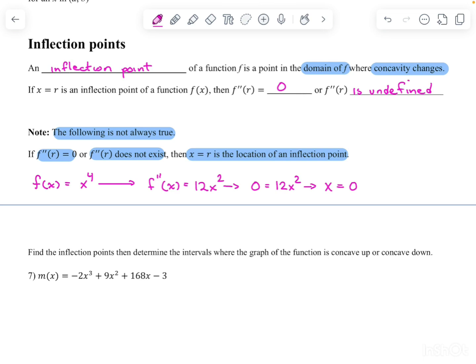So what this means is that when you set the second derivative equal to 0 and you solve for x, you must make sure that the derivative changes signs at that value of x that you found, because if it does, you have an inflection point. If it does not, you do not have an inflection point. So now let's take a look at an example.